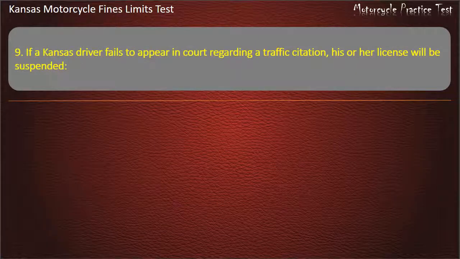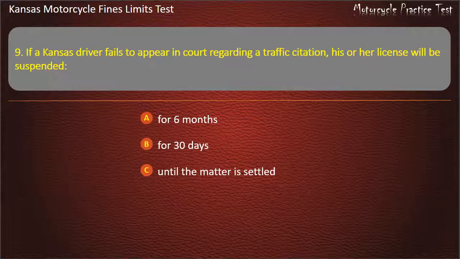Question 9. If a Kansas driver fails to appear in court regarding a traffic citation, his or her license will be suspended. For 6 months. For 30 days. Until the matter is settled. For 1 year. Answer: Until the matter is settled.